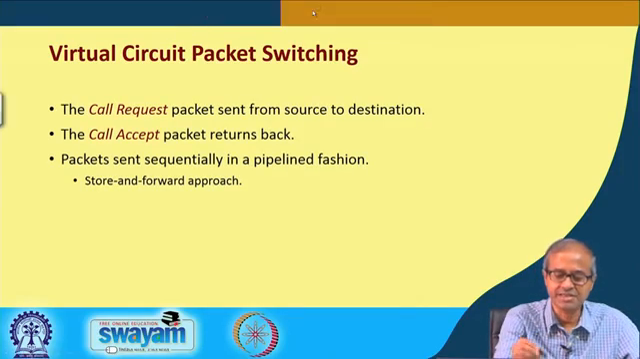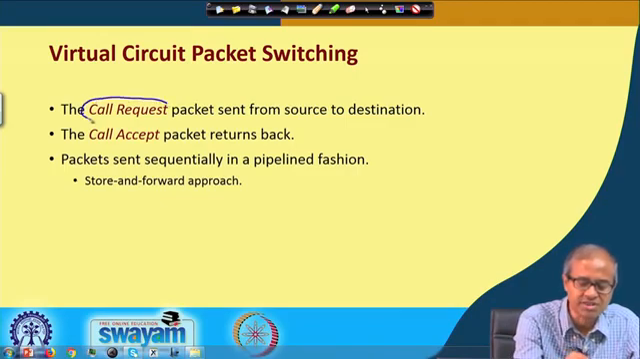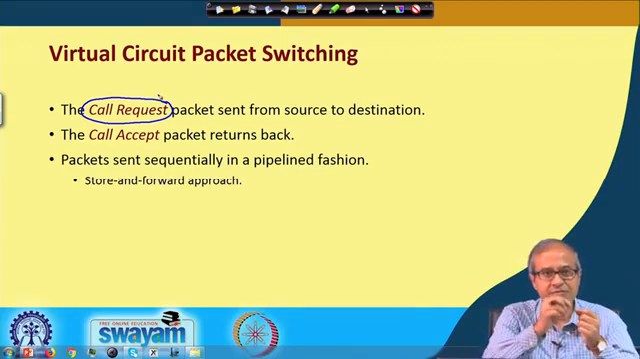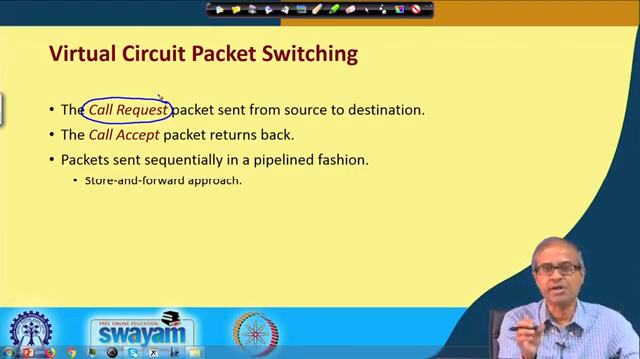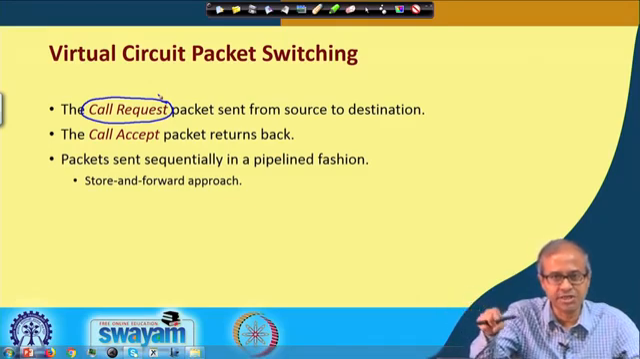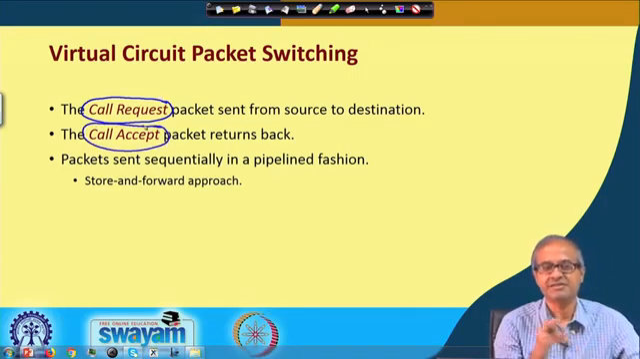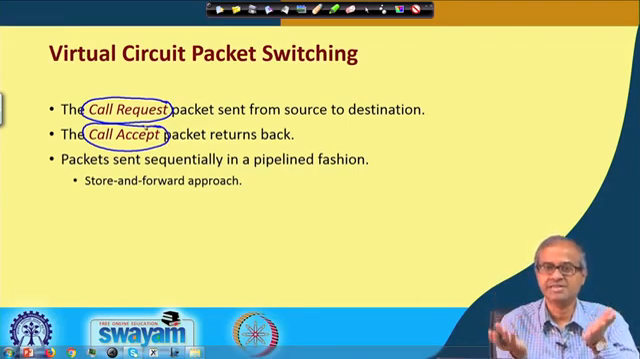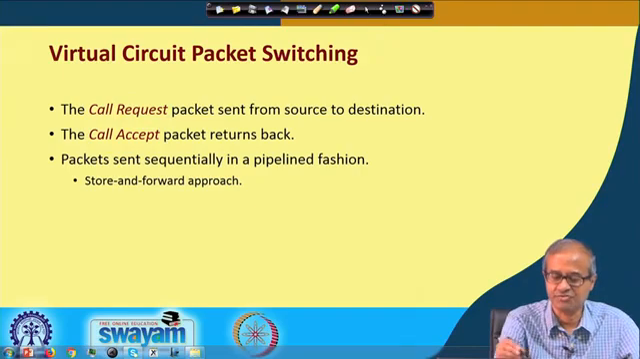Now, talking about virtual circuit, during the initial virtual circuit establishment phase, a special packet is usually sent, which is called the call request packet. This call request packet is responsible for establishing the virtual circuit and setting up the routing tables of all the intermediate nodes corresponding to this particular virtual circuit number. Once the virtual circuit has been established, an acknowledgement packet will traverse along the same path back. This is called a call accept packet, so that the sender and all the intermediate nodes will know that the circuit has been established. Now, the packets can flow. The packets can be sent sequentially one after another in a pipeline fashion using the store and forward approach. This is how virtual circuit will work.